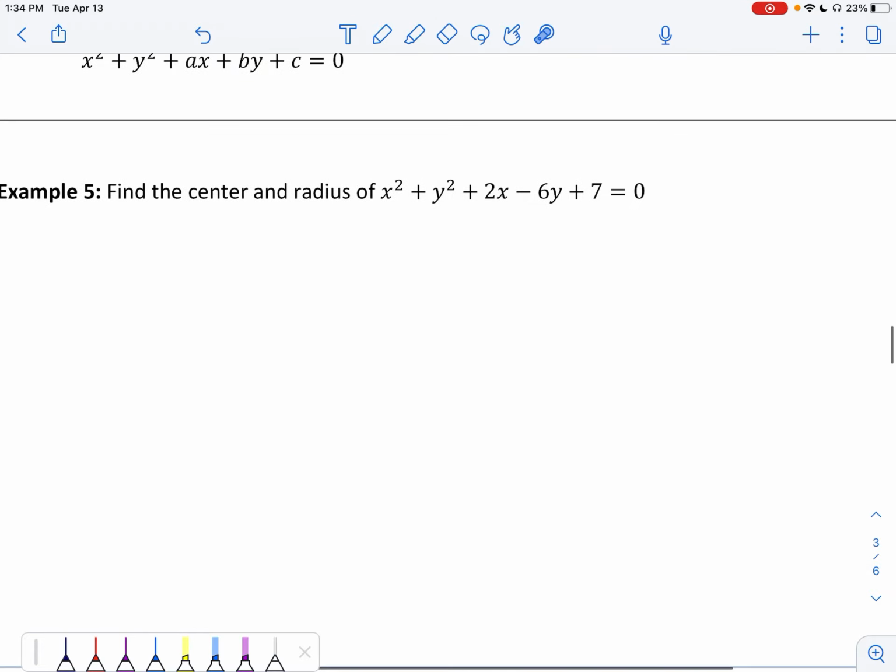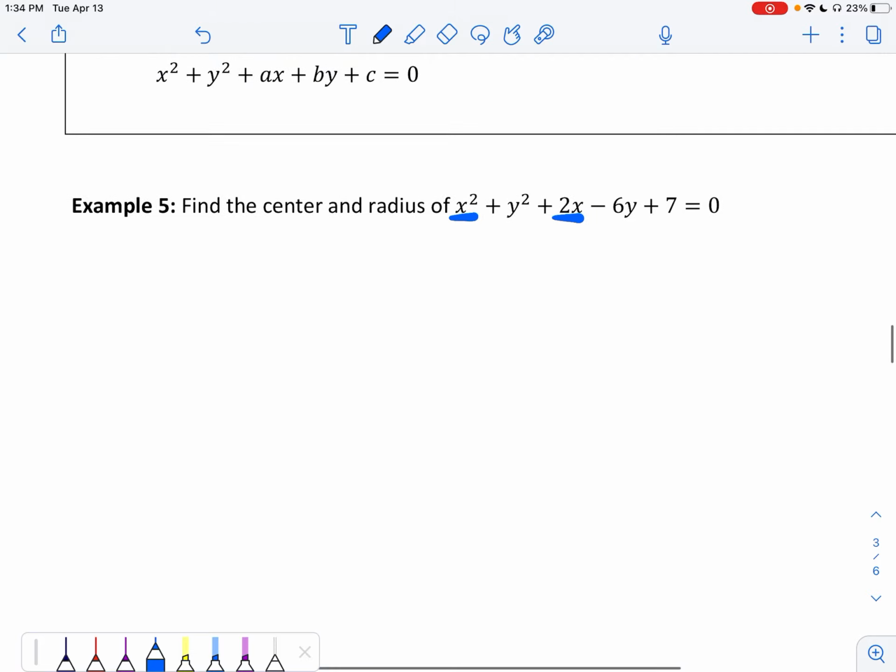Okay, now think about rearranging your equation a little bit. So right now, I want to go ahead and I want to group my x's together. So the x squared and the 2x, I'm going to group together. Okay. The y squared and the negative 6y, I'm going to group together. And then the 7 is my constant term. I'm going to go ahead and just move that to the other side to get it out of the way.